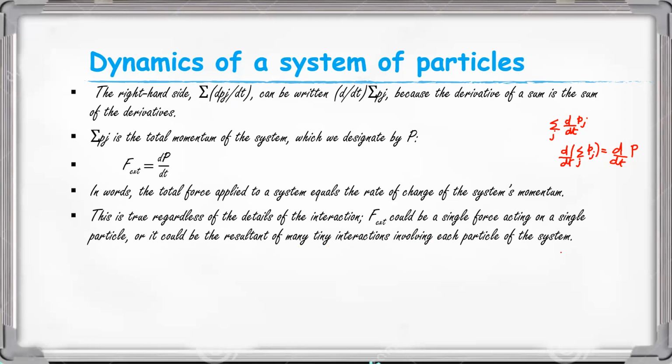So this general expression is F external is equal to dP by dt. F external could be a single force acting on a single particle, or it could be the resultant of many tiny interactions involving each particle of the system.